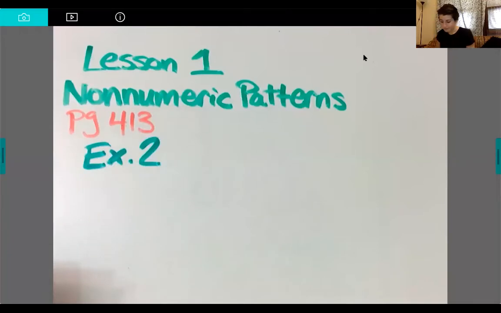All right, example 2. Read with me. Sal uses billiard balls to show a growing pattern. Use counters to model and describe the pattern. Then make an observation about the pattern.